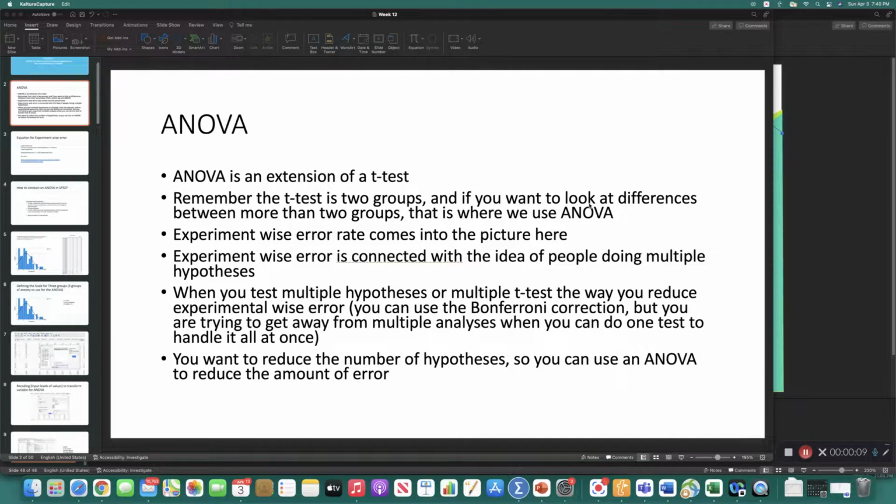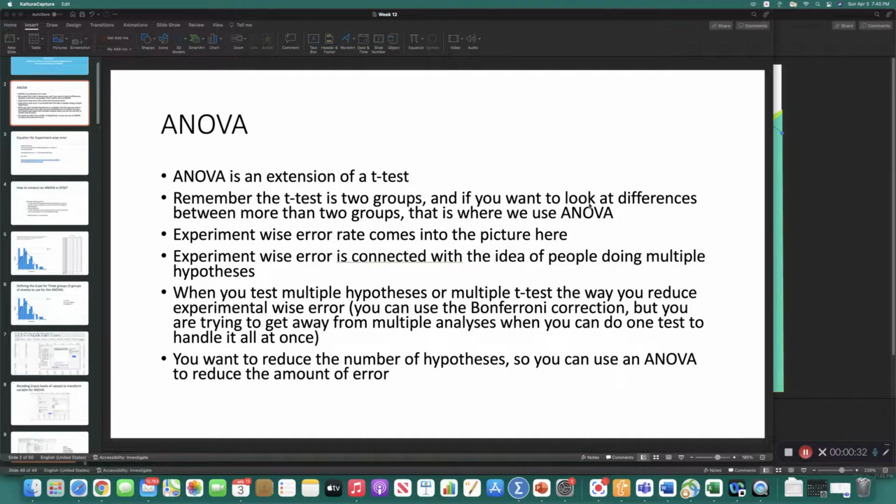Analysis of variance can be thought of as an extension of a t-test. If you think back to the t-test, we look at two groups and look for differences between the average, or the mean, within the two groups. So it's a way of comparing, say, a treatment group and a control group, or a pre-test and a post-test.